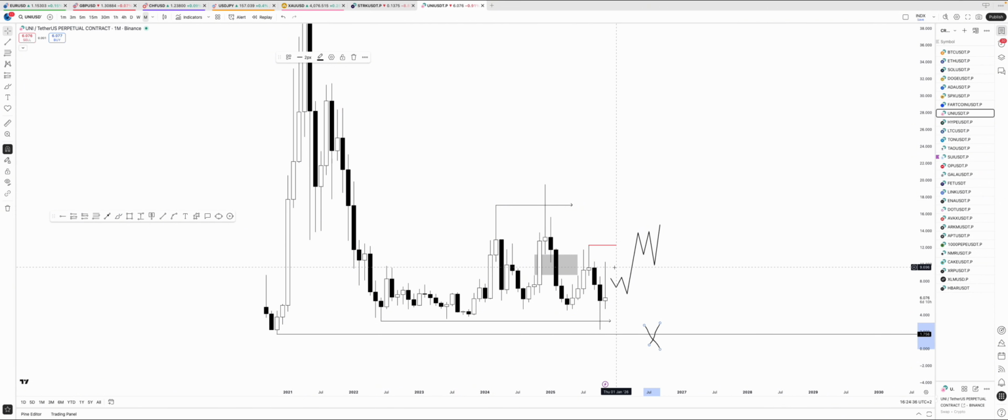So we need to see the reaction from this point. If no reaction, our target is this. If there will be a break of market structure here, our target will be this and this.